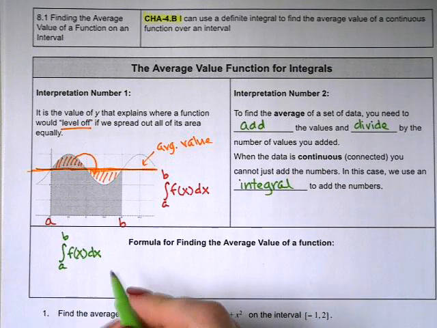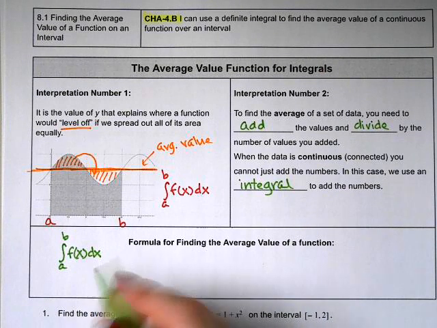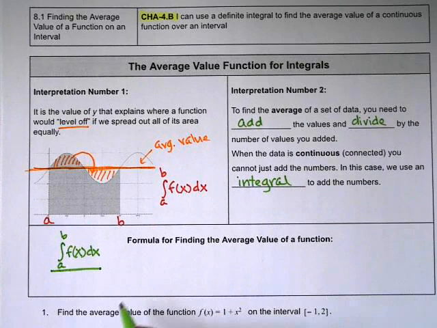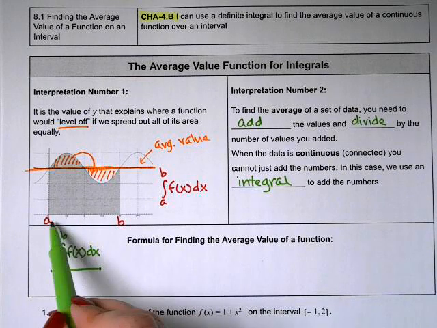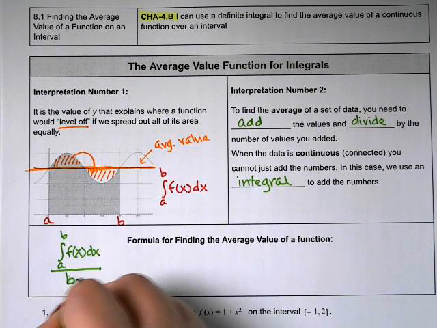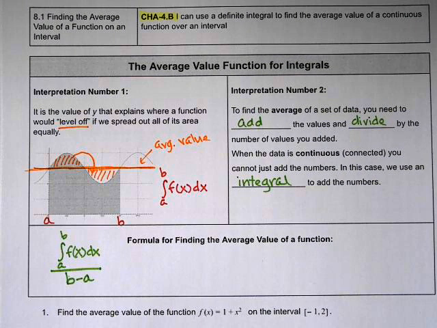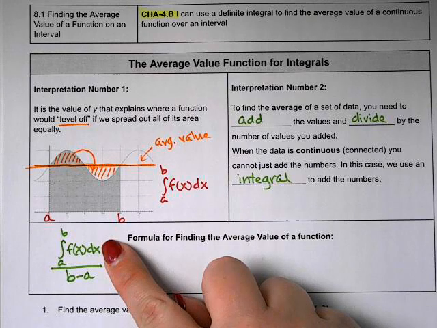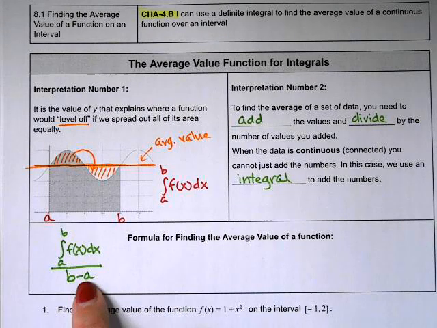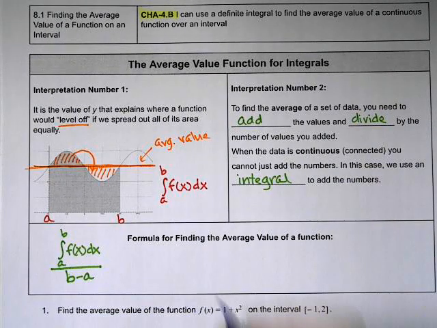That's kind of like taking all your test scores and adding them up. And then dividing by the number of tests that you've had, which means dividing by the distance between a and b. Well, that would just be b minus a. Now, we don't normally write our average value that way, but I wanted you guys to kind of see where it's coming from. This is adding all the stuff up and dividing by the number of things that you have. All right, now normally it's written this way.